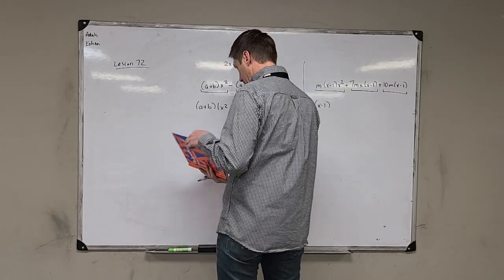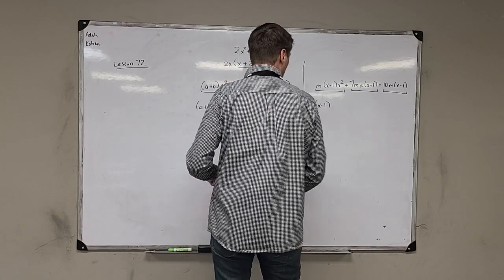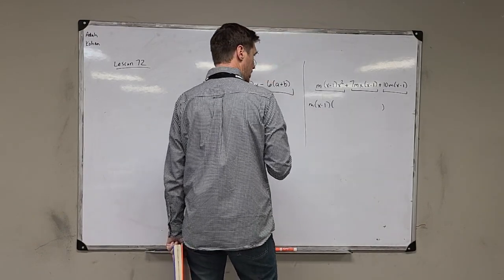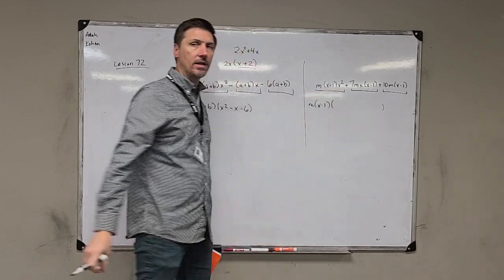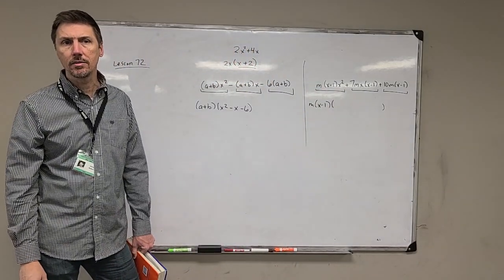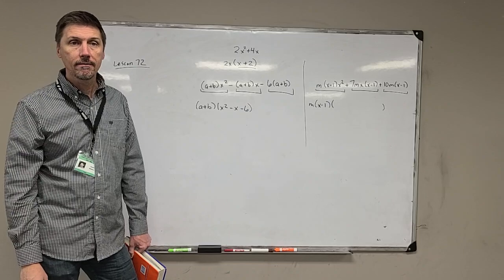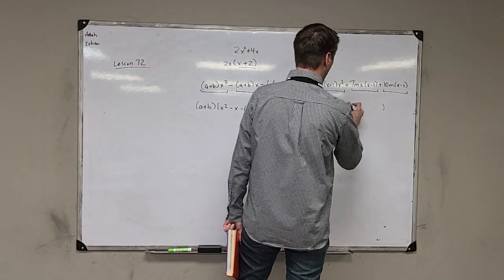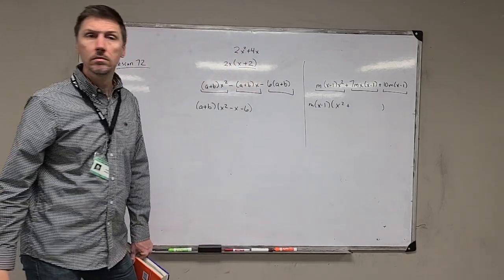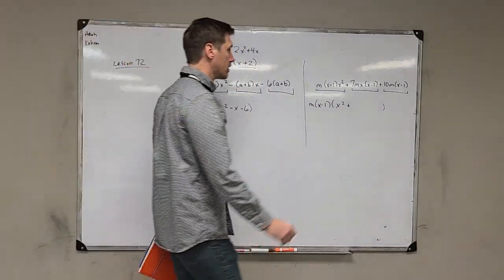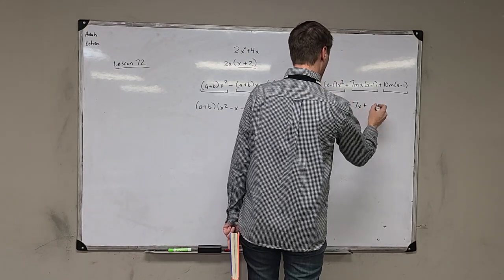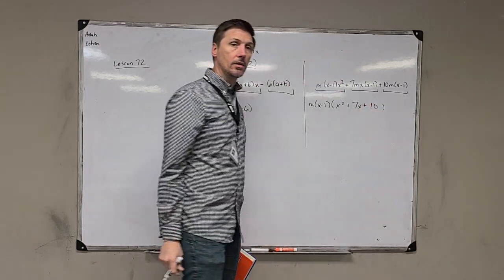So we're going to take that, and we're going to multiply it times the terms that would be left if we factored all of those pieces out. So what would be left in the first term if we factored out an m times x minus 1? Just x squared, right? And then for the next one, just 7x, right? And then finally for the last one, it's just 10, right? Does that make sense to everybody?